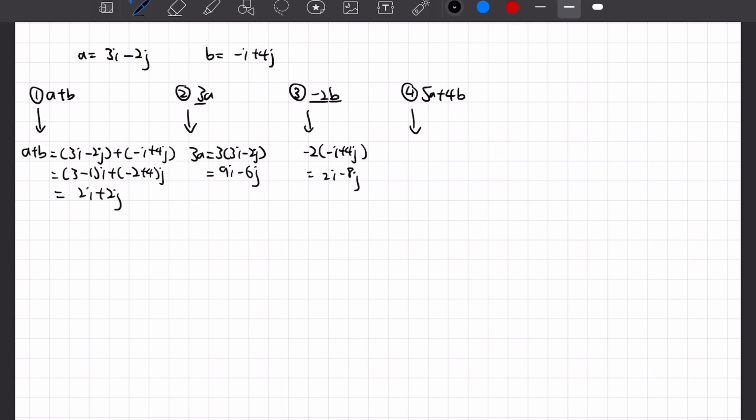Now, question 3 here is a little bit tricky, as you need to use both the addition rule and the scalar multiplication. So let's break it down. 5A is equal to 5 times (3i minus 2j), and then plus 4B, B is minus i plus 4j. And then you expand, which becomes 15i minus 10j minus 4i plus 16j. And in the end, you get 11i plus 6j.